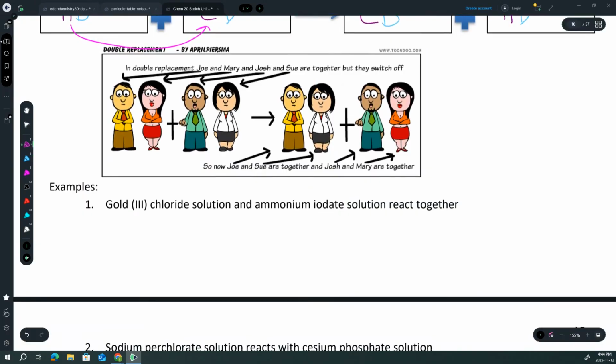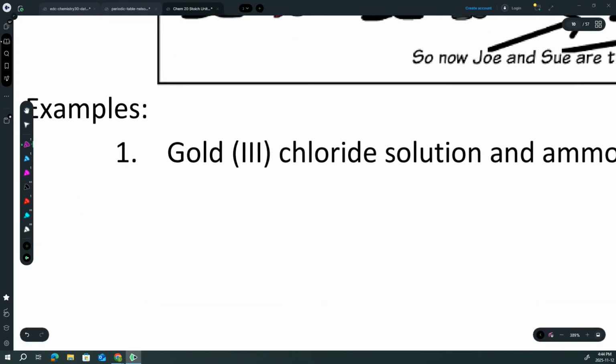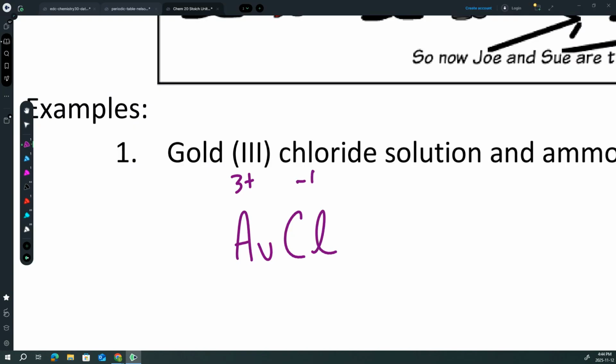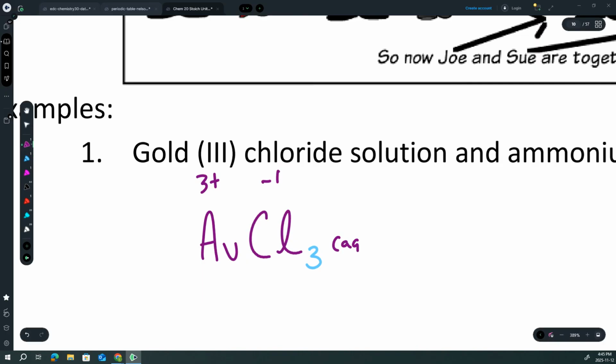So for example, we have gold 3 chloride. Gold is Au, has a 3+ charge. Chloride has a -1 charge. So we know 3 minus 1 does not equal 0, so we got to do crisscross applesauce. And since it's a solution, it's aqueous.